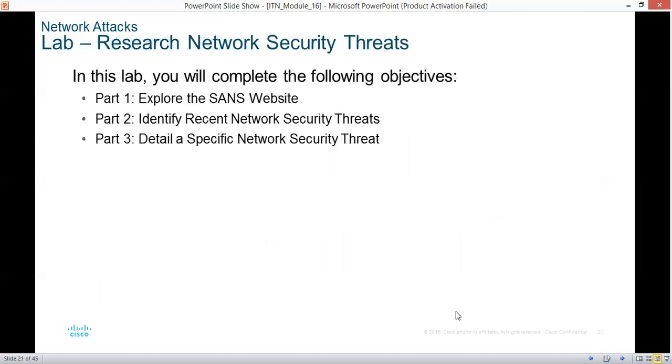So there's a lab. You will complete the following in the lab. You explore the SANS website. You identify recent network security threats. You detail a specific network security threat. So I advise that we work on this lab.